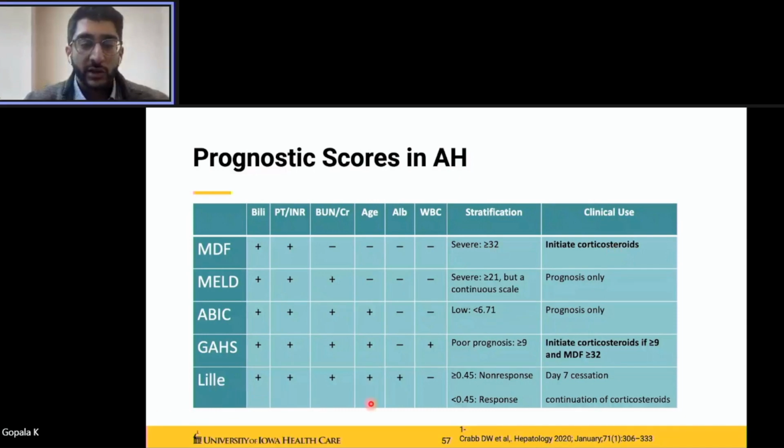So the Lille score was developed to see if it's helping, and there's a calculator which I'll show. If the number is greater than 0.45, it means that they're not responding, and the risks outweigh the benefits of continued steroid use, so you stop at day 7. And if it's less than 0.45, you continue for the full course of 28 days.